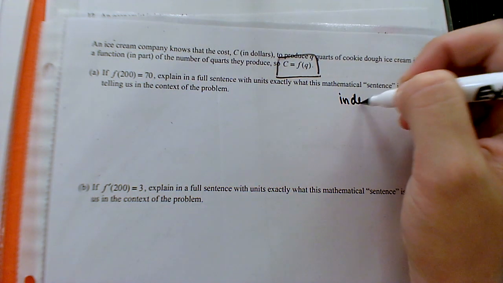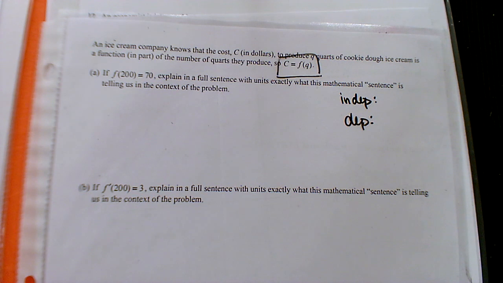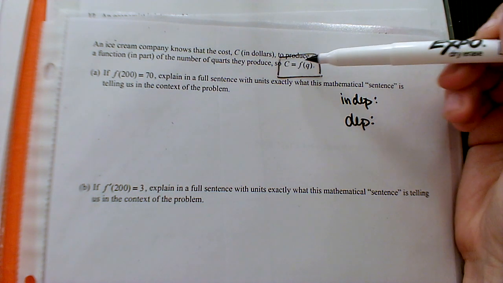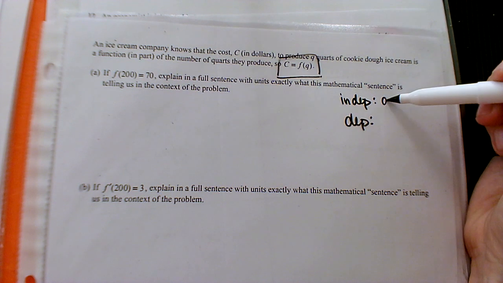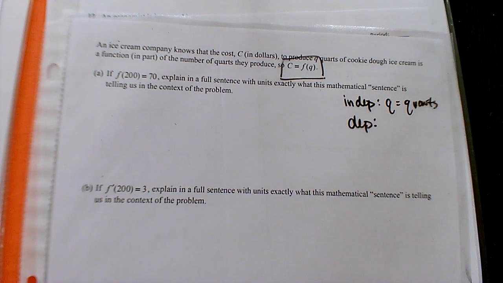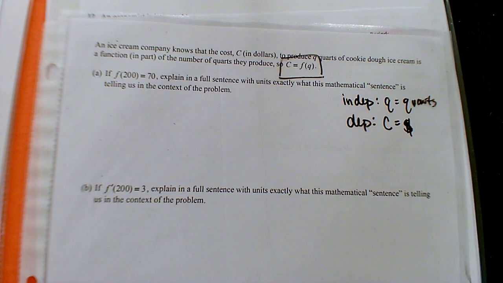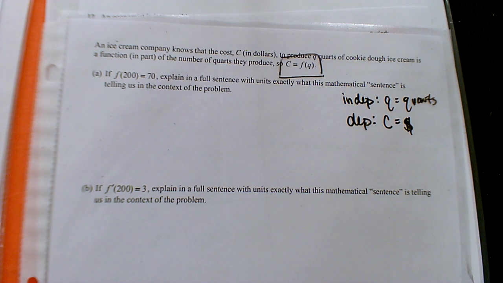So can we label independent, dependent variables and units? What's acting as our X? Instead of F of X, notice how it's F of Q. So independent would be Q, which would be quarts. And then the dependent is the C, which would be the cost in dollars. All right, so what's that notation mean?